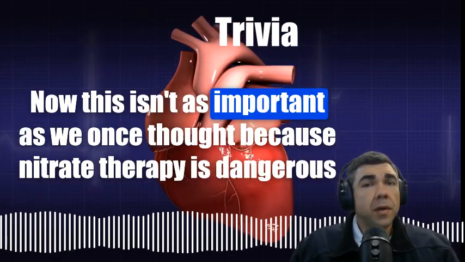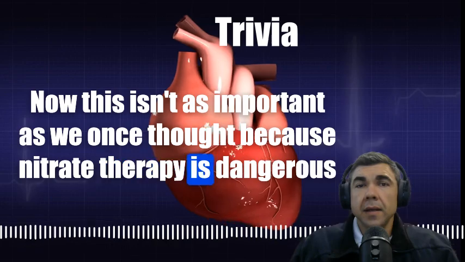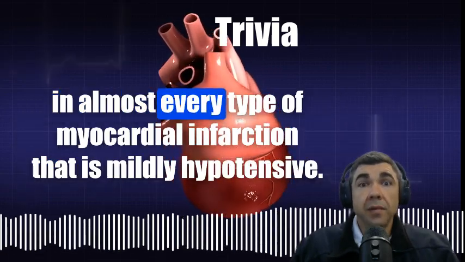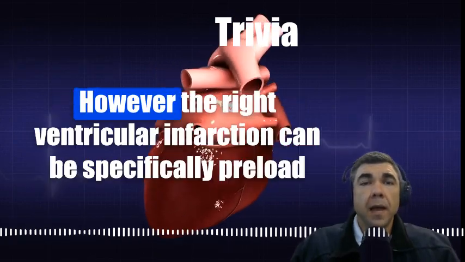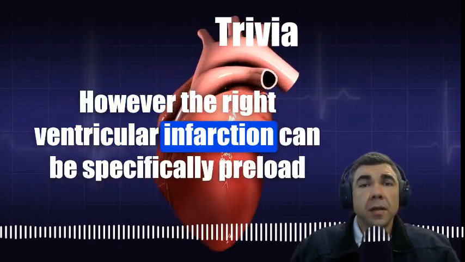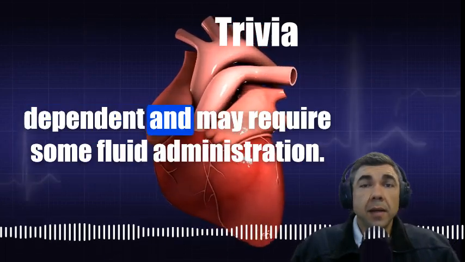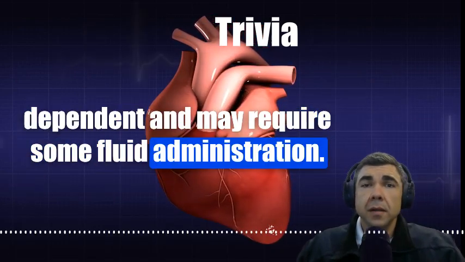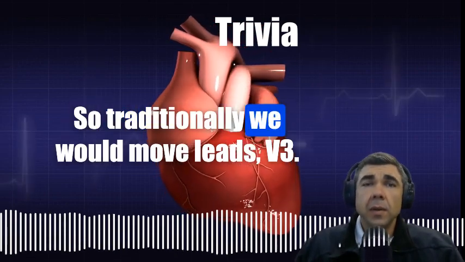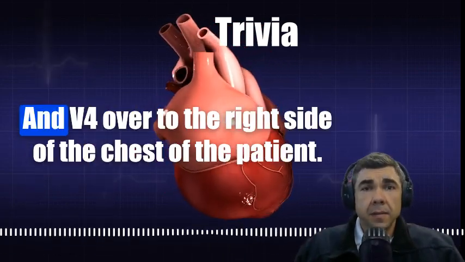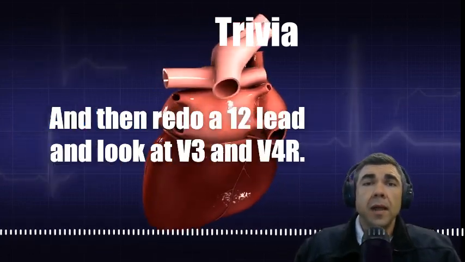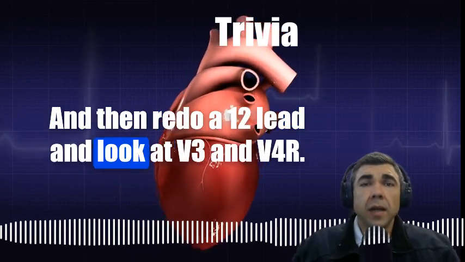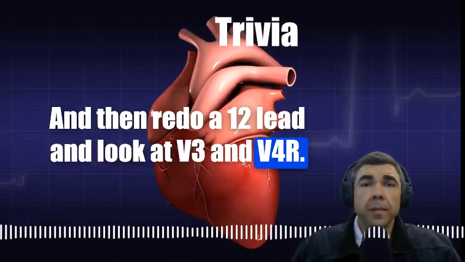Now, this isn't as important as we once thought because nitrate therapy is dangerous in almost every type of myocardial infarction that is mildly hypotensive. However, the right ventricular infarction can be specifically preload dependent and may require some fluid administration. So traditionally, we would move leads V3 and V4 over to the right side of the chest of the patient and then redo a 12 lead and look at V3 and V4R.